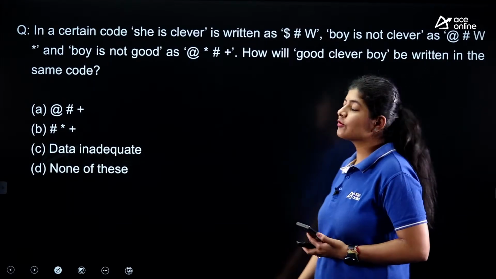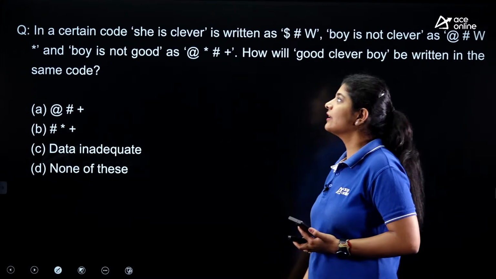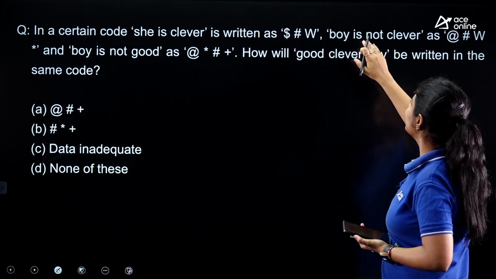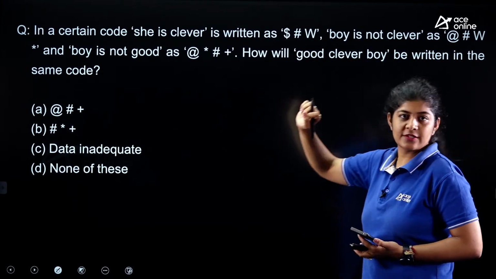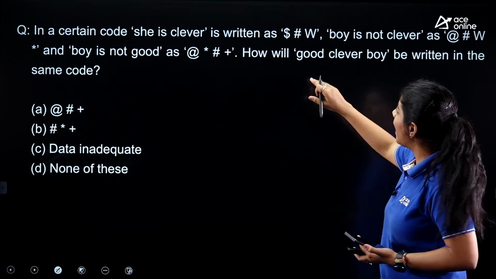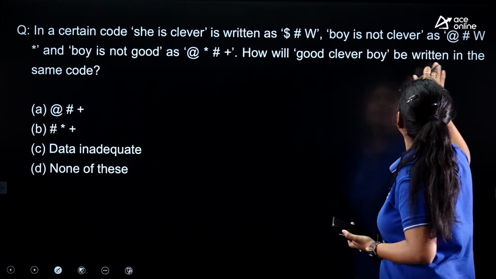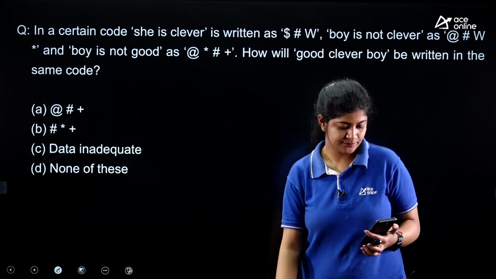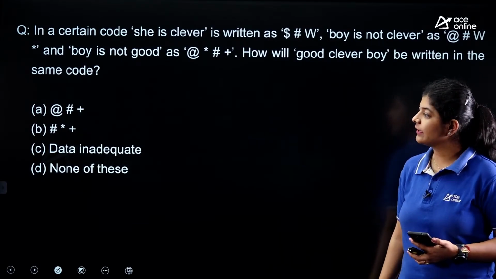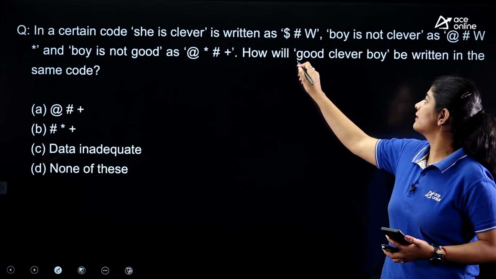Okay. So the next question says that in a certain code, she is clever is written as this one. Boy is not clever is written as this one. Boy is not good is written as this one. How will good clever boy be written in the same code? How are we going to find out the code for this line?